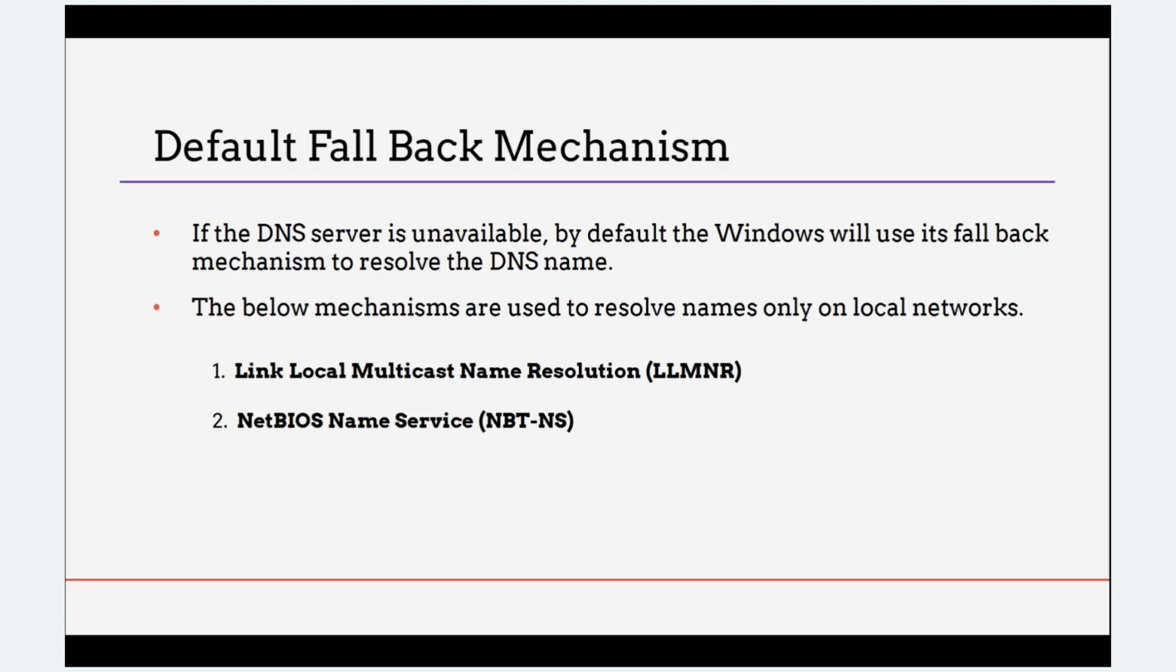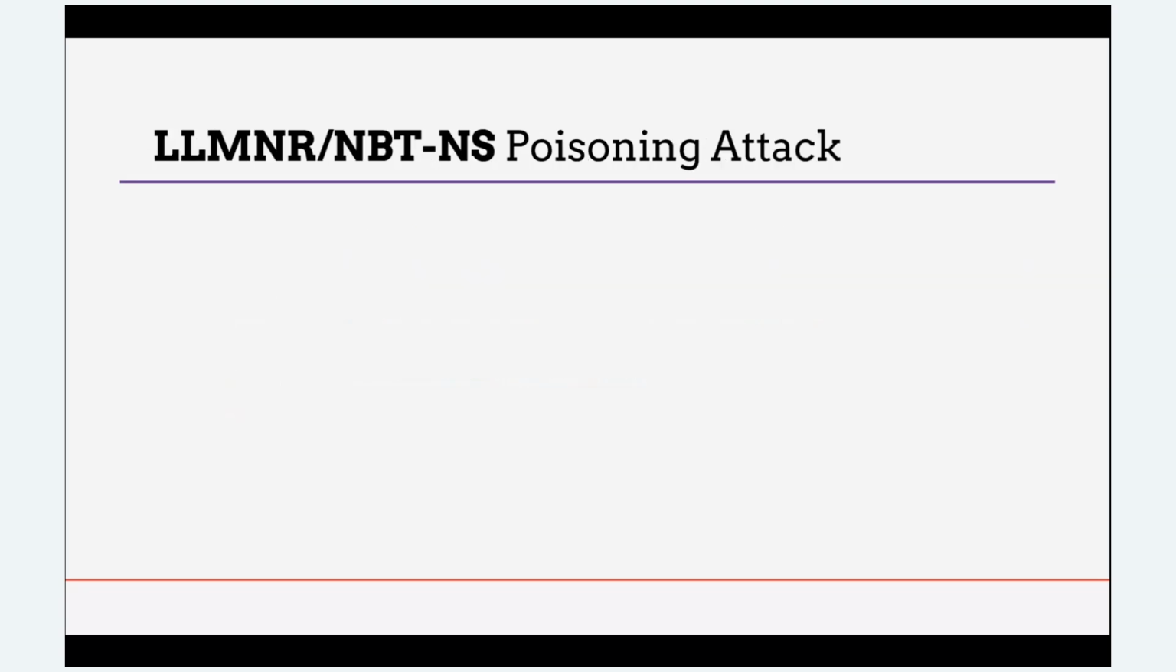But how, right? Let's take a scenario and we'll explain on that. This whole attack that we are going to explain is a poisoning attack. It's the LLMNR poisoning attack or NBT-NS poisoning attack. So what happens? Let's discuss.